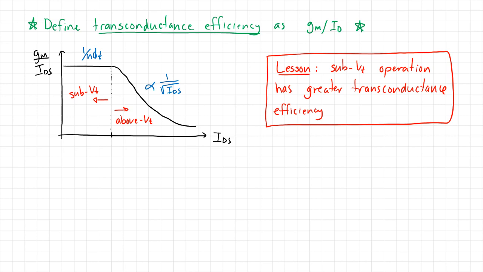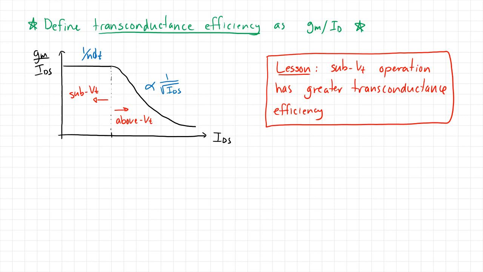Of course there's no free lunch. What we mean by that is in order to be in subthreshold for the same amount of bias current, you're going to need a much wider device. Your W over L ratio has to be larger. And that has negative consequences in terms of input capacitance and output capacitance, or in other words, the circuits are probably going to have lower bandwidth or be a little slower.